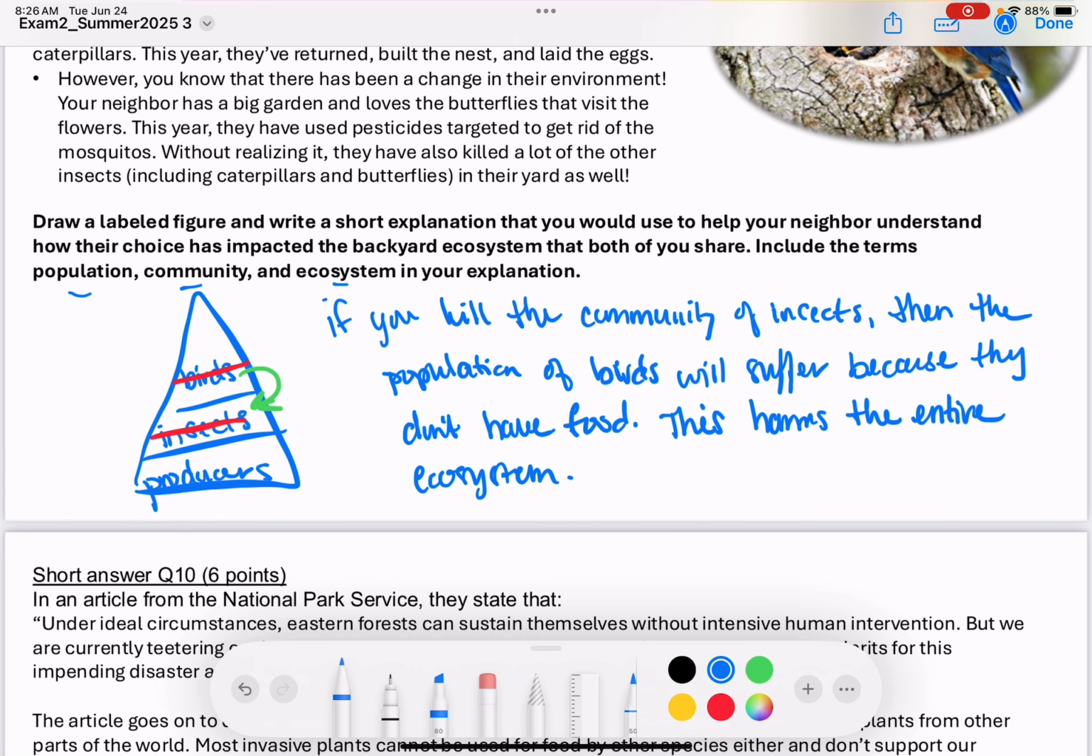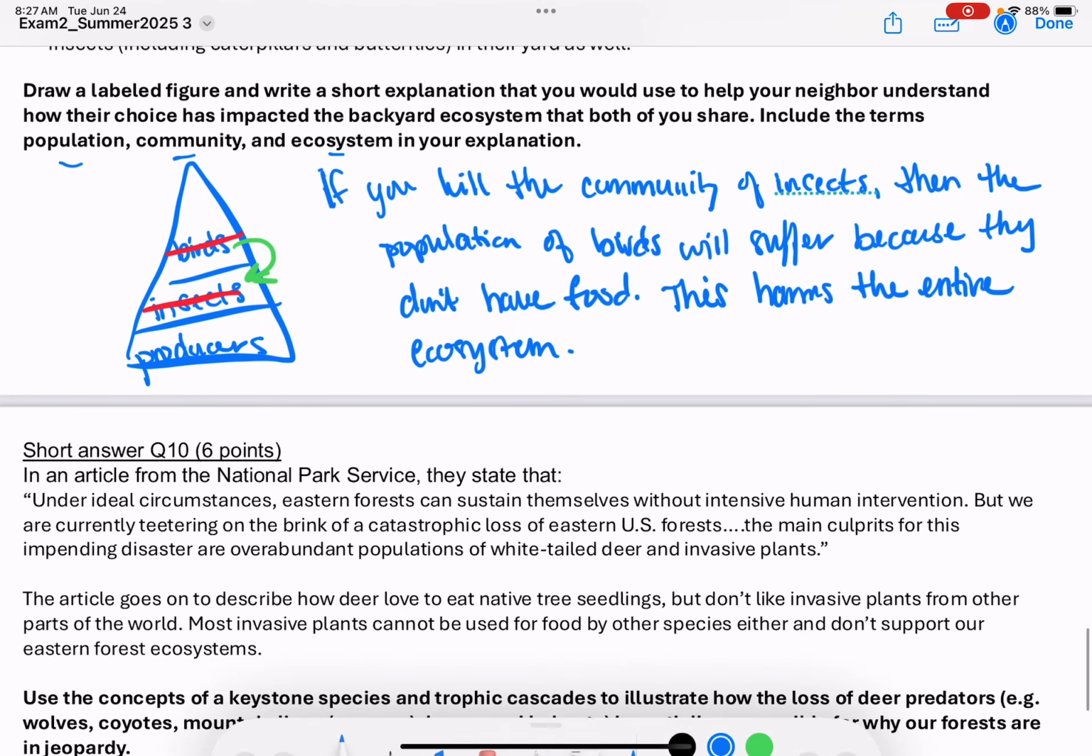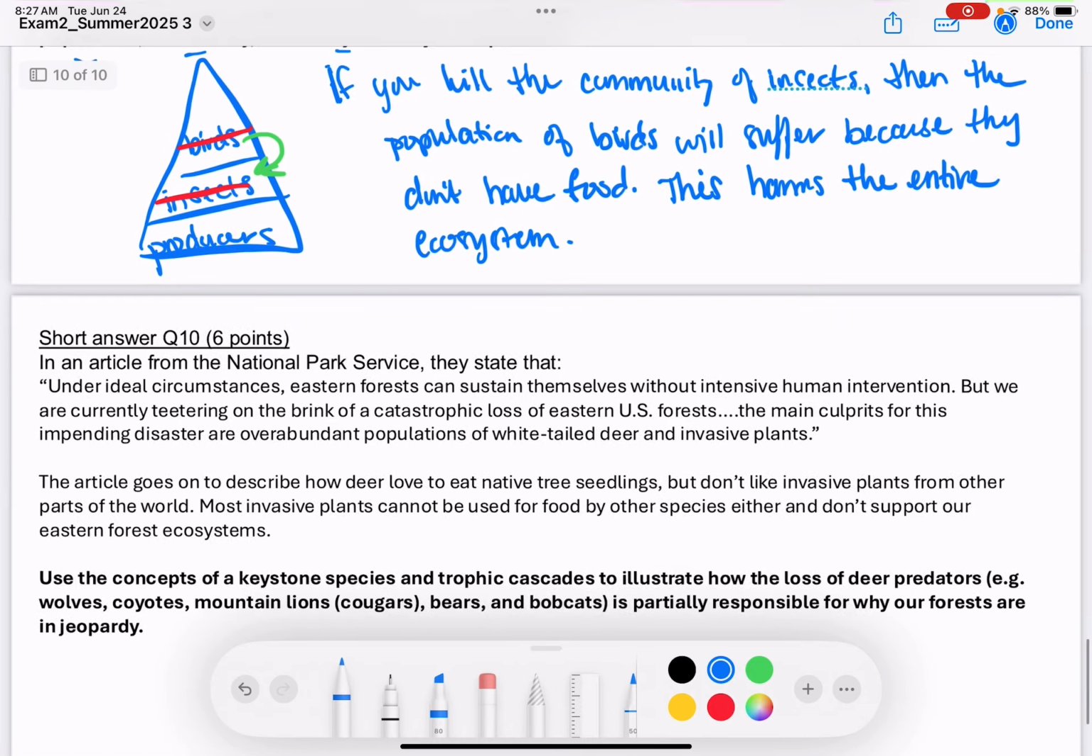Right, so one little change that you think isn't going to impact anything, except whether or not you get bitten over the summer, actually has a huge change in the entire ecosystem. Because if there's no birds, then we don't have other things there as well.